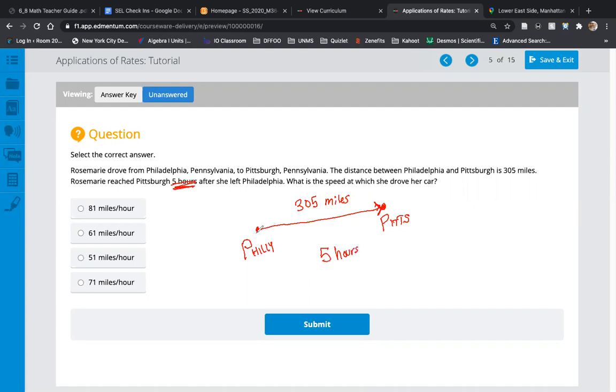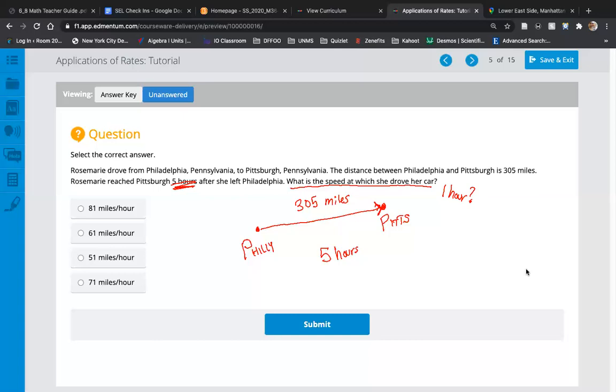So 305 miles from here to here, 5 hours. When it's asking us, what is the speed at which she drove the car? Basically what that's asking us is, how far did the car go in 1 hour, right? So we want to know in 1 hour, how far is the car able to go? And I think that I already saw some people writing stuff in the chat.